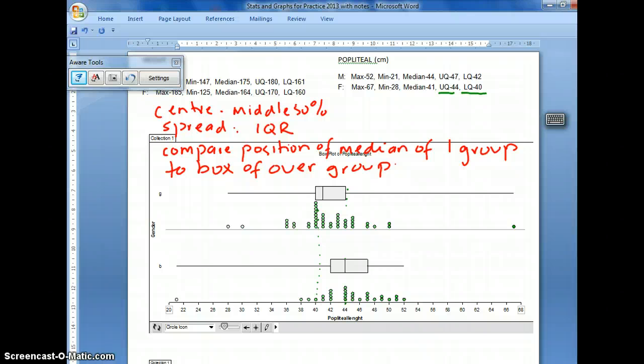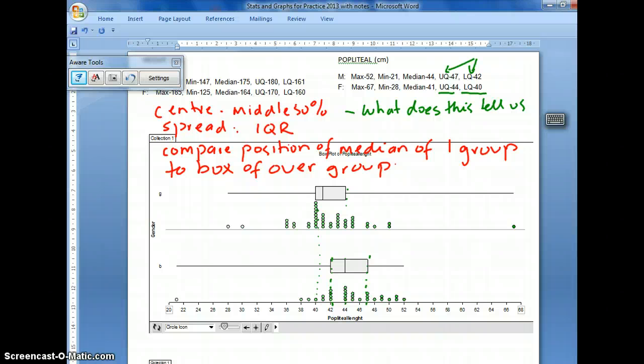And then we can do the same for the boys. 42, and here's the top of the box, and I can see that up here also at 47. So we then say the middle 50% of the boys' popliteal lengths range between 42 centimetres and 47 centimetres. What does this tell us? The big thing. What does it tell us? It tells us that on initial investigation it looks like boys may tend to have longer popliteals than girls.